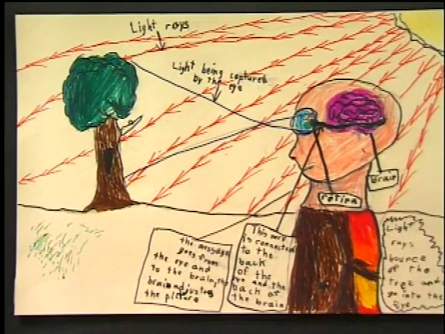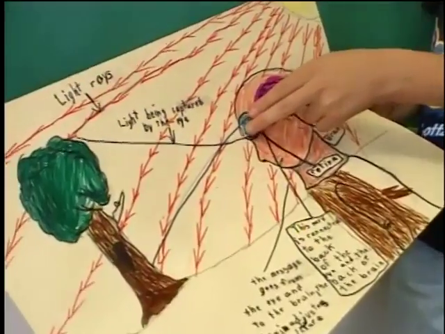And without light, you can't see anything because the light needs to bounce on an object so it can go into your eye and into the back of the brain.